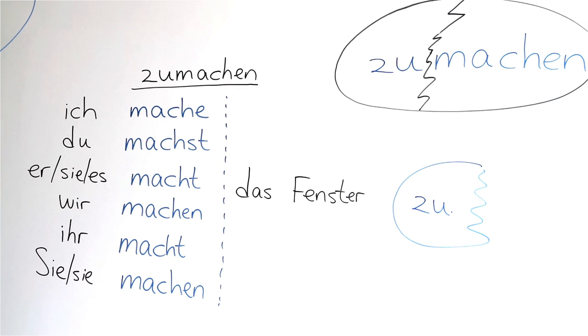Ich mache das Fenster zu. Du machst das Fenster zu. Er macht das Fenster zu. Sie macht das Fenster zu. Es macht das Fenster zu. Wir machen das Fenster zu. Ihr macht das Fenster zu. Sie machen das Fenster zu.